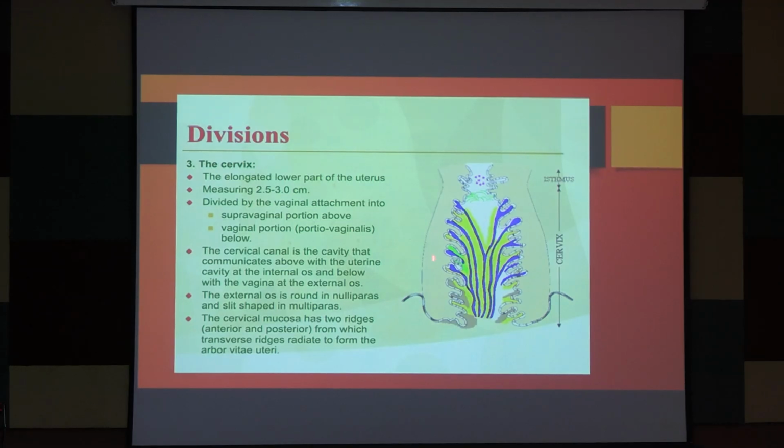The uterine glands are not branching tubular glands, but racemose glands, branching. The importance is, if it is branching, when infection is there, it is not easily cleared. So cervicitis persists for a long time, and the cervical canal is the cavity that connects the uterine cavity with the exterior. The measurement of the cervix is 2.5 to 3 centimeters, and during pregnancy it enlarges up to 4 centimeters. The elongated lower part of the uterus is the cervix.